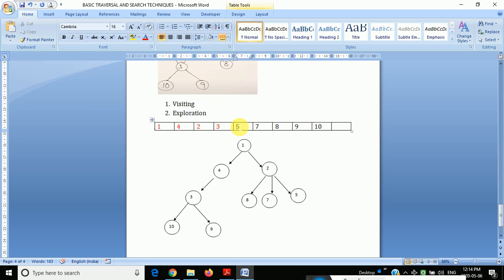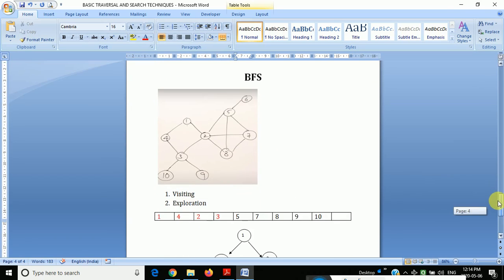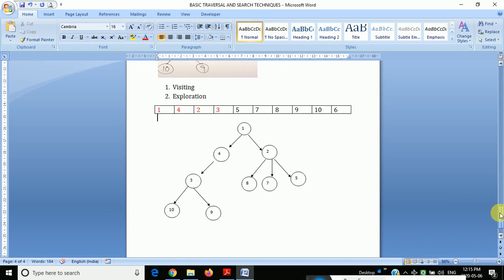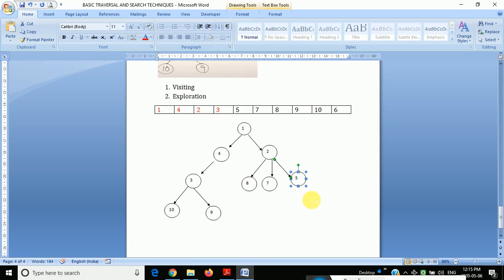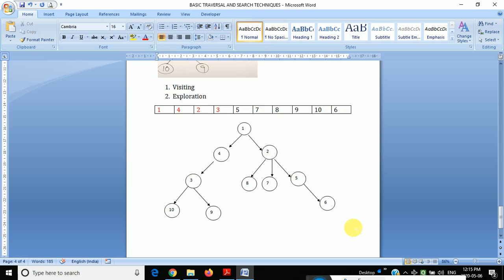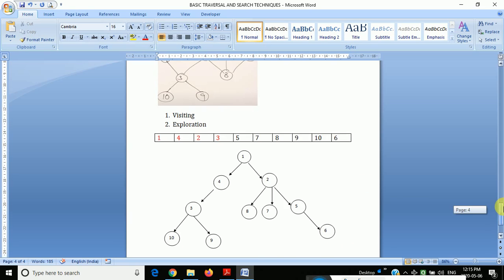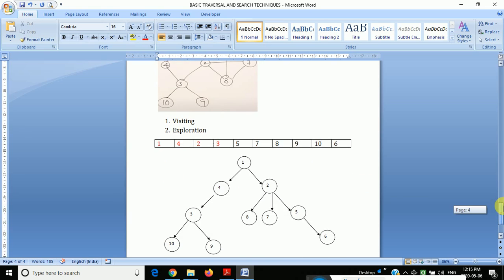So to explore this, 5 is connected to 7, 8, 2 and 6. 6 is not yet explored, we'll put it there. So now 5 is there, whereas that 5 is here. Then we have to make the connection of 5, like this. Understood? In this way we have to draw the diagram.